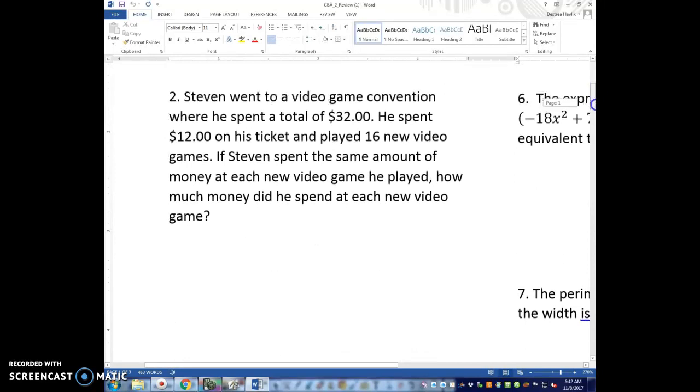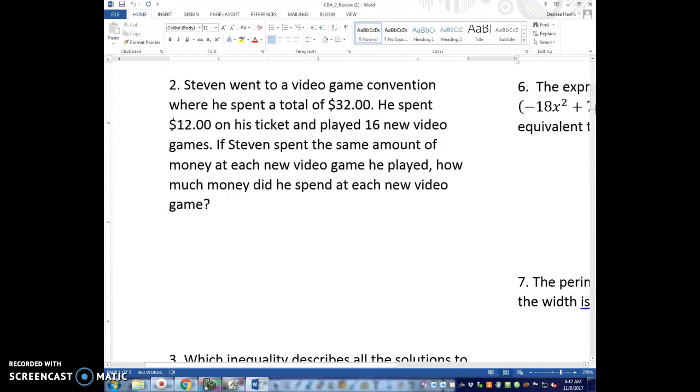All right, now number 2. Steven went to a video game convention where he spent a total of $32. He spent $12 on his ticket and played 16 new video games. If Steven spent the same amount of money at each new video game he played, how much money did he spend at each new video game? So what we're going to do here is he spent a total of $32. His admission ticket was $12. Plus, at each table, he went to 16 new video games. He played 16 new video games.